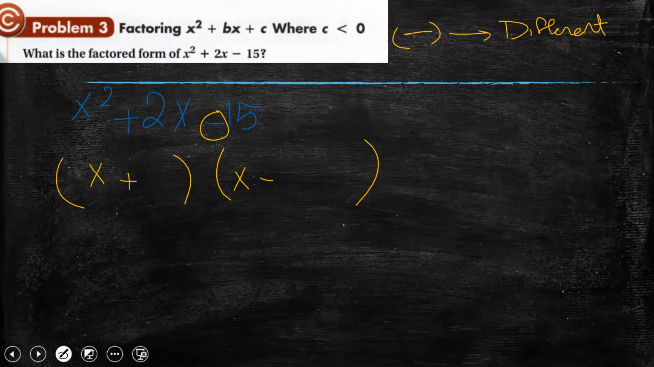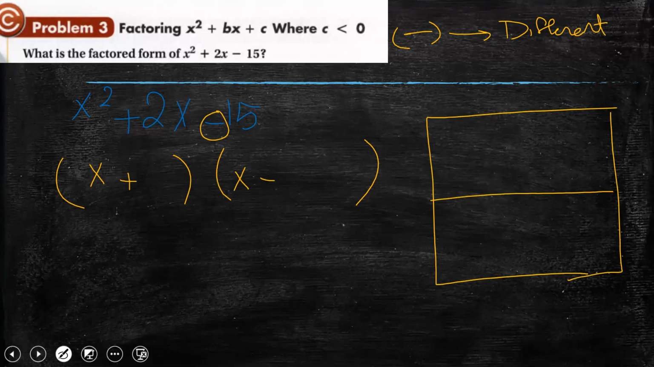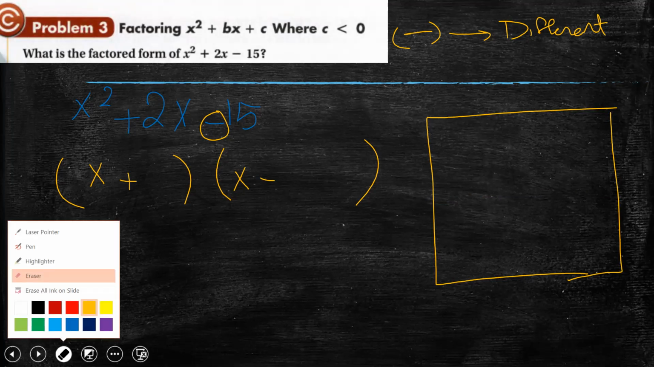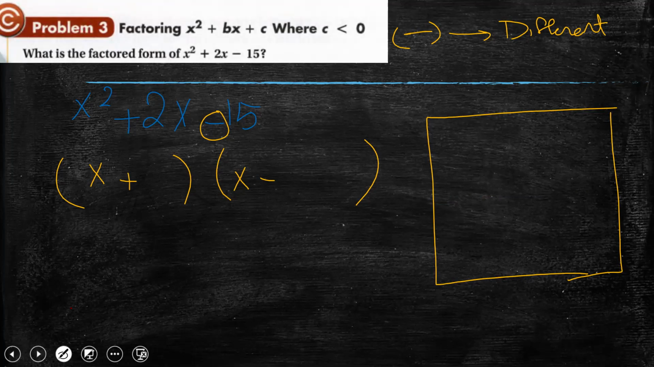This is now the first step. The sign of C is negative, so they are different. One is positive and one is negative. After that, I will draw my table here. In this table, I will write the factors of 15 and the summation of the factors.